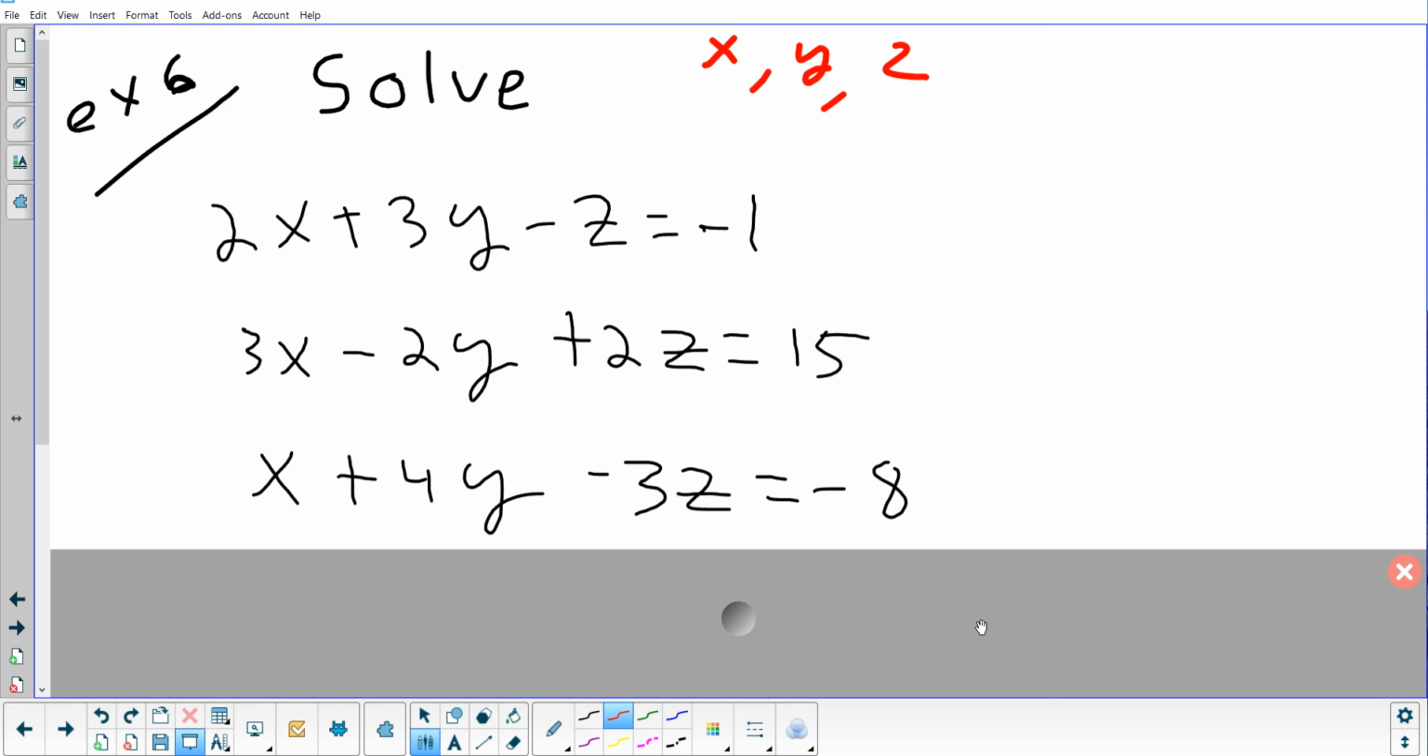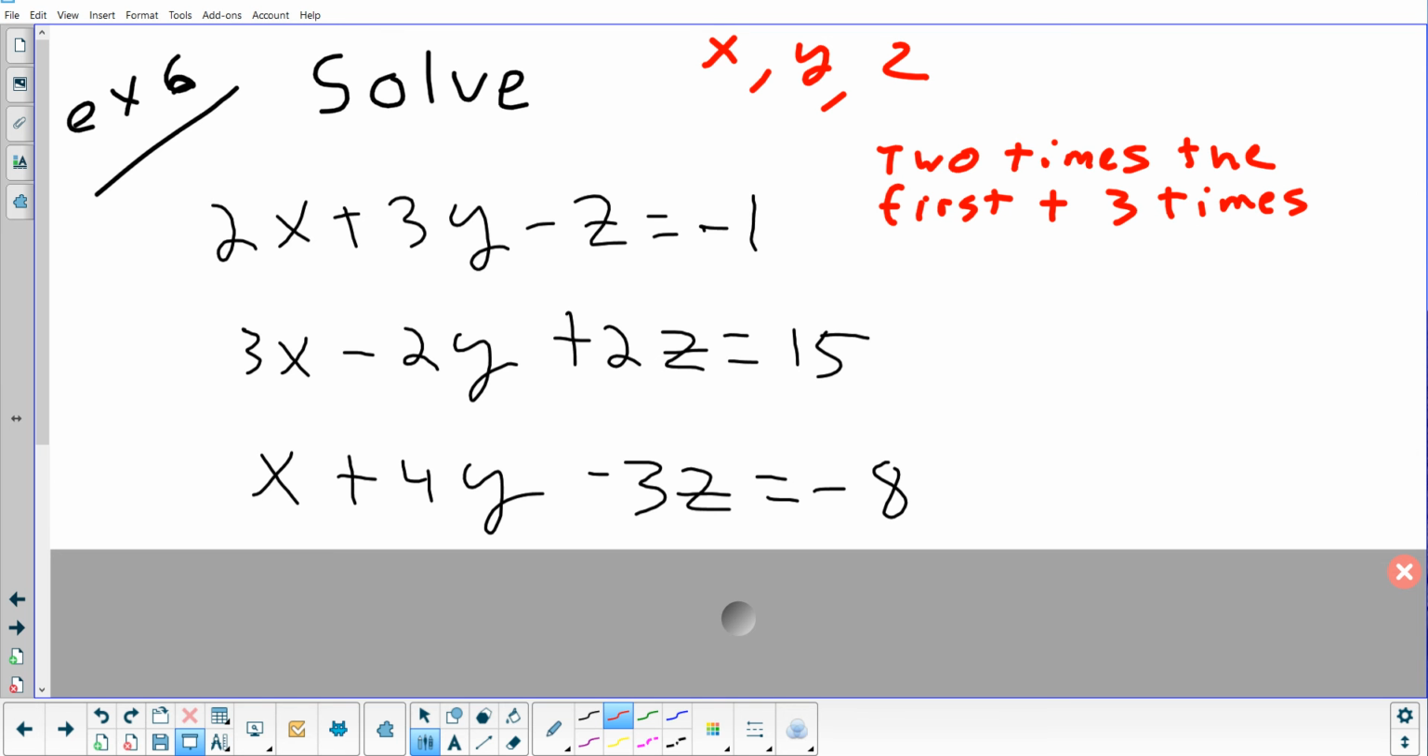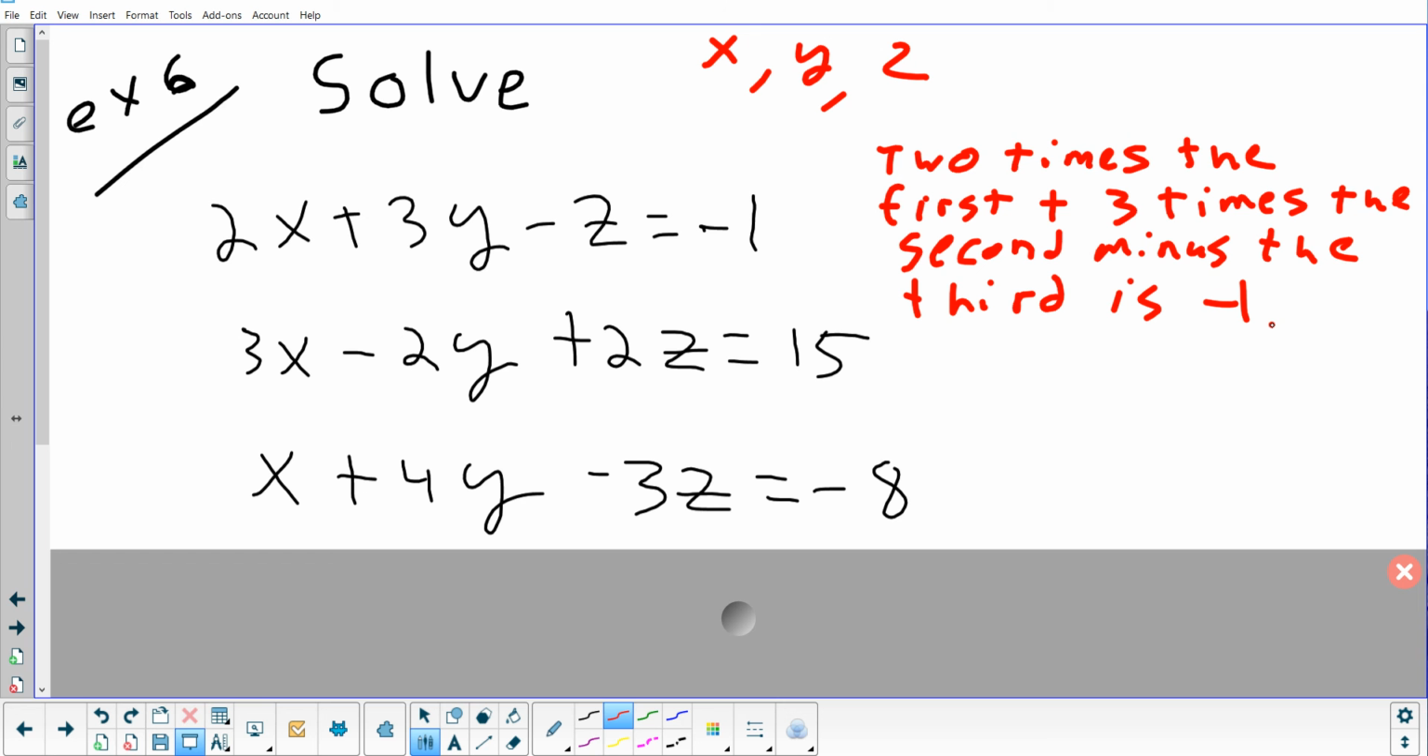Okay. So you'd have a sentence, like this first one would be, it would say 2, I'm not going to write these all out because it's going to take a while. 2 times the first plus 3 times the second minus the third is -1. That's what that sentence means as an equation. And I might write the word plus right here instead of the plus symbol.